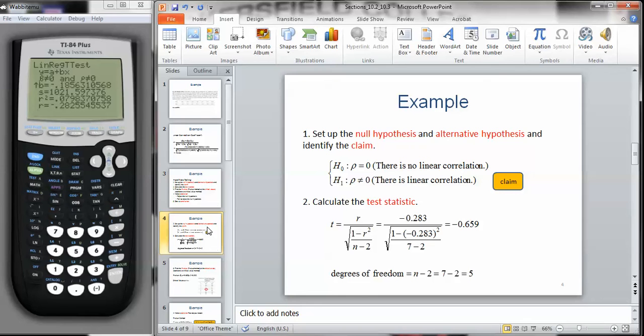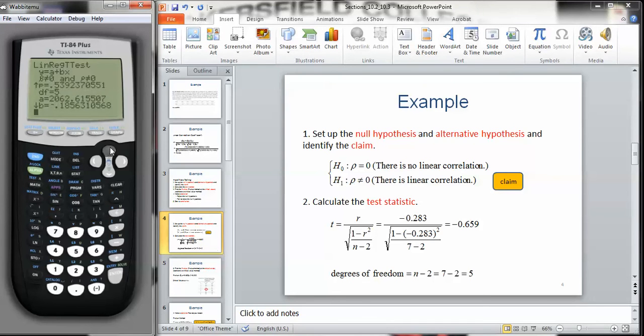So this notation that looks like a p is actually a Greek letter called rho. Right, so then this tells us we have a two-tailed test, and then the null hypothesis will be rho equals 0. Then calculate the test statistic. So here's the formula, and then you can get t equals negative 0.659. So this result is also on your calculator.